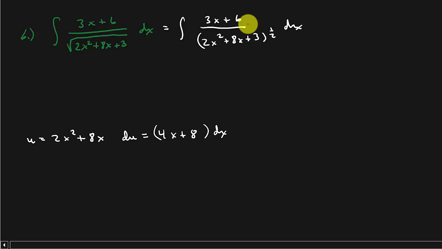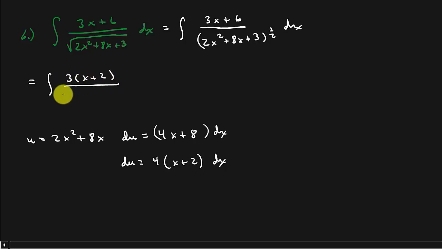Well, let's see what happens here. What if I do du equals 4 times x plus 2 dx? Factor a 4 out. So we factored a 4 out. Up here, let's factor out a 3. So we've got 3 times x plus 2 over 2x squared plus 8x plus 3 to the 1/2 dx.